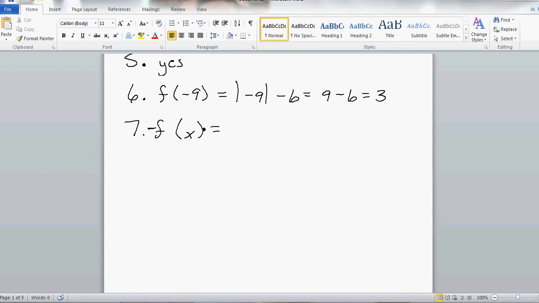Number 7, we are asked to find negative f of x. Well, since f of x is 2x squared minus 3x plus 4, we just have to negate everything. So that becomes negative 2x squared plus 3x minus 4.